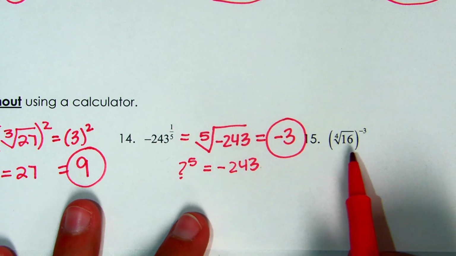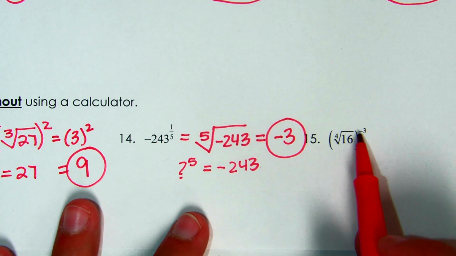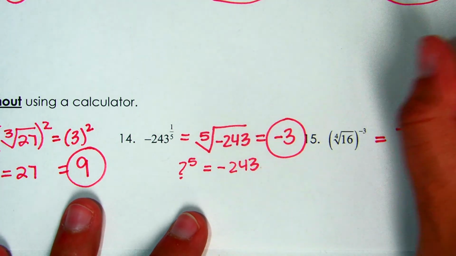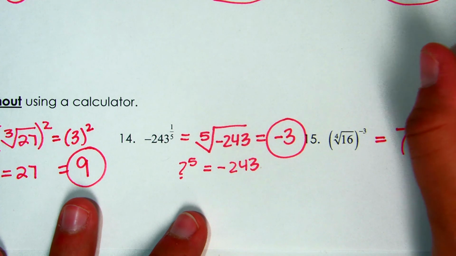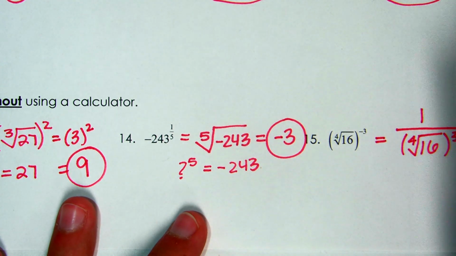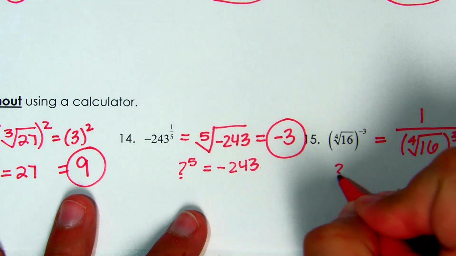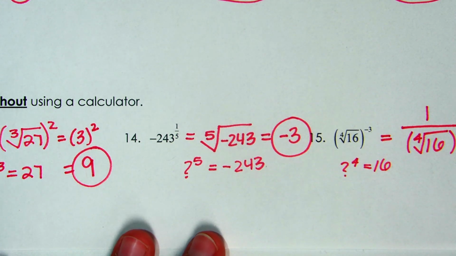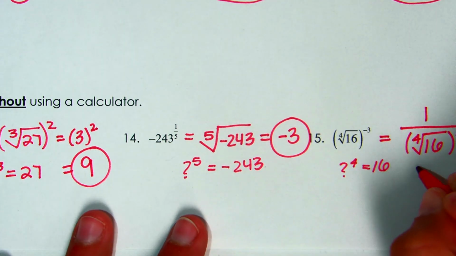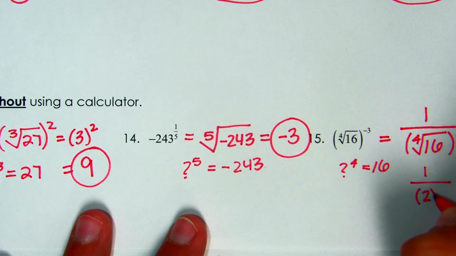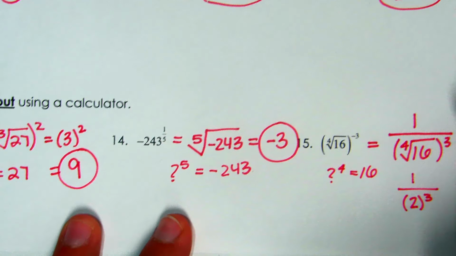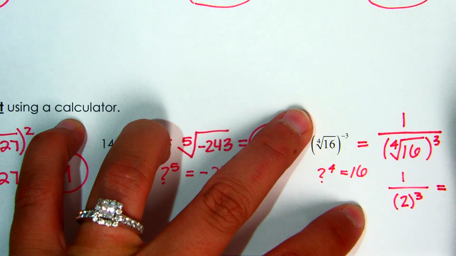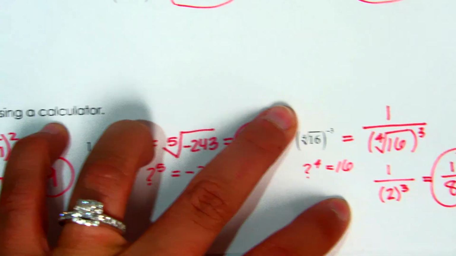All right, the last one, 4th root of 16 to the negative 3 power. To get rid of that negative 3 power, I'm going to put it in the bottom of a fraction. 1 over the 4th root of 16 to the 3rd power. So what to the 4th power is 16? 2 times 2 is 4, times 2 is 8, times 2 is 16. So that's 2. So 1 over 2 cubed. Replaced the 4th root of 16 with 2. And 2 cubed, 2 times 2 is 4, times 2 is 8. So my answer is 1/8.